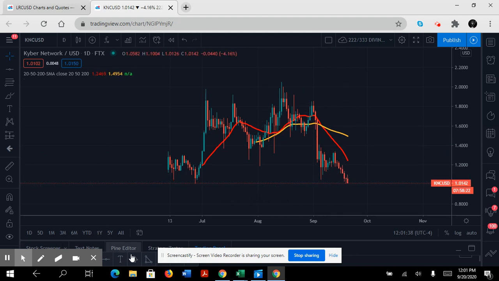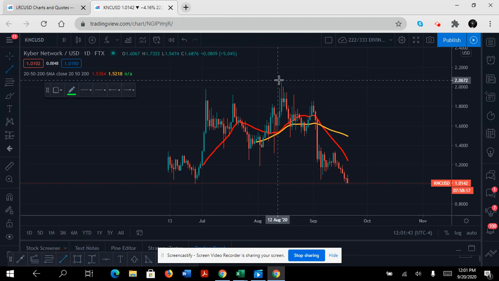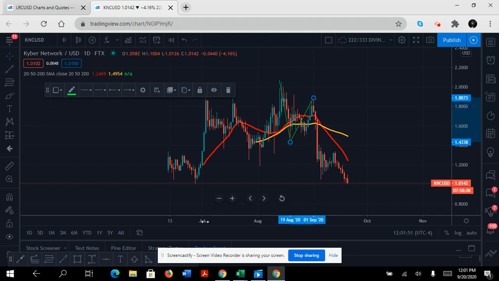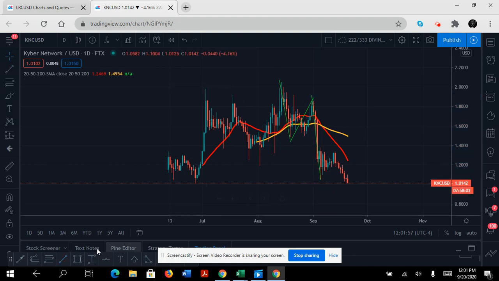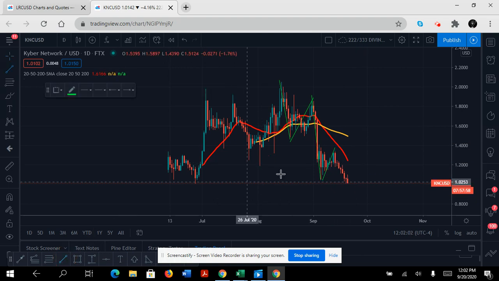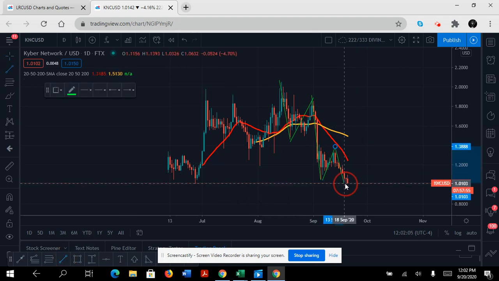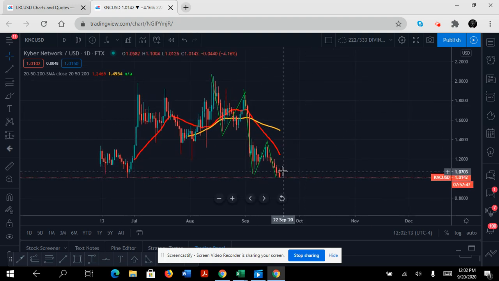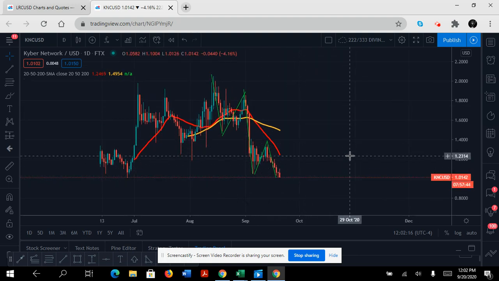All right, let's see if we can identify some moves to the downside. We have a low, higher low, lower low, higher low, lower low. All right, 1, 2, 5. All right, we're five waves down. Now we can start looking for some corrective waves to come up here.